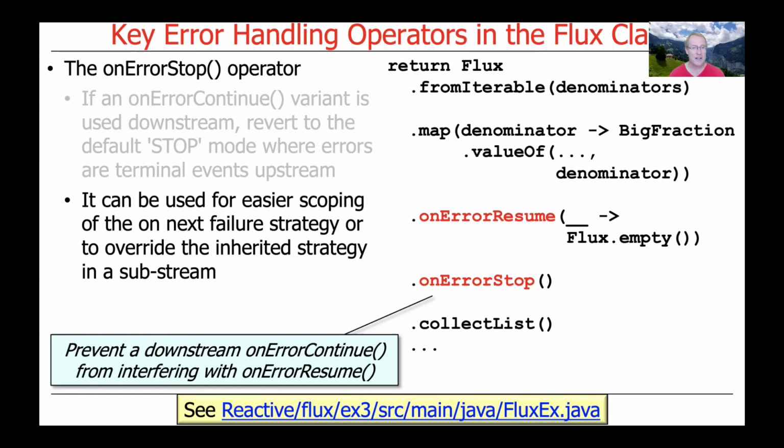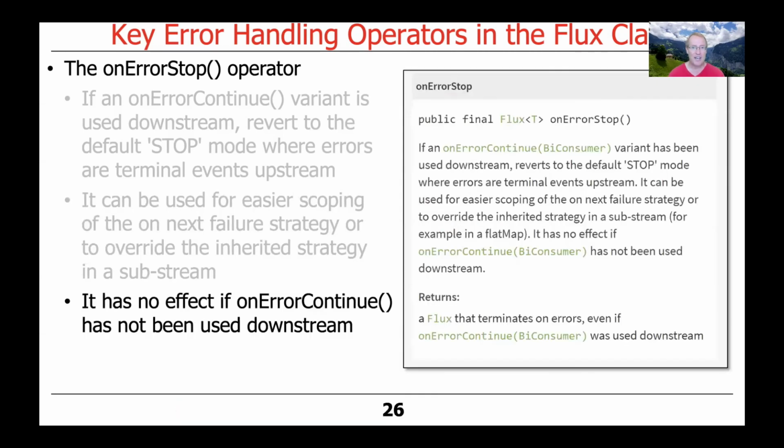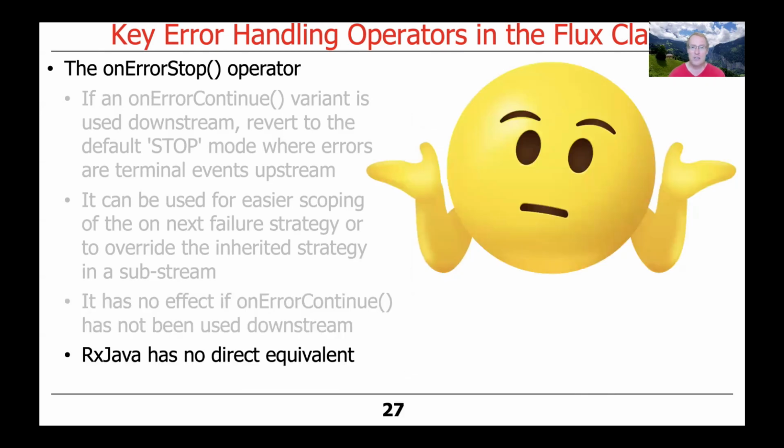So if you don't really know the context in which your code is going to be called, and you want to make sure that onErrorResume actually does what you tell it to do with its fallback parameter, then you need to put onErrorStop after the call to onErrorResume. There is no effect of using onErrorStop if onErrorContinue does not occur later on down the stream. So it doesn't harm anything to put it there, but if onErrorContinue does occur, then you'll be protected. Once again, there's no direct equivalent in RxJava, because there's no equivalent to onErrorContinue. So this ambiguity and precedence issue doesn't arise in the context of RxJava and its error and exception handling.